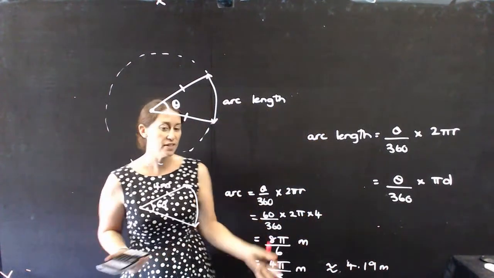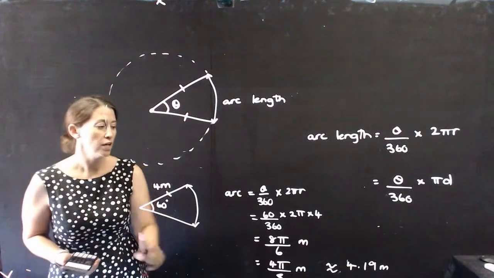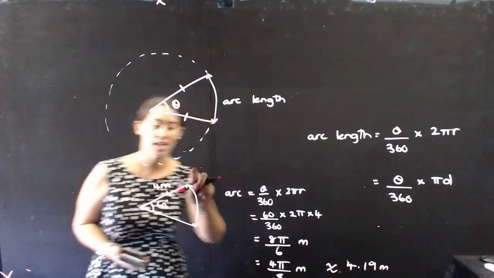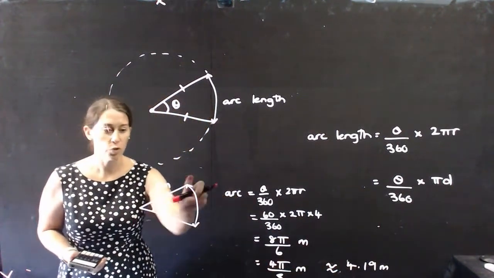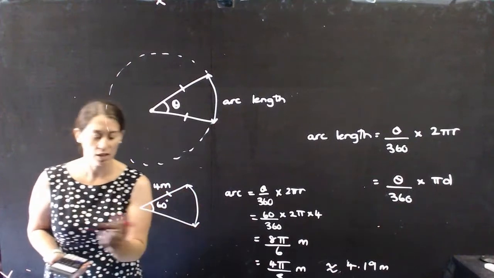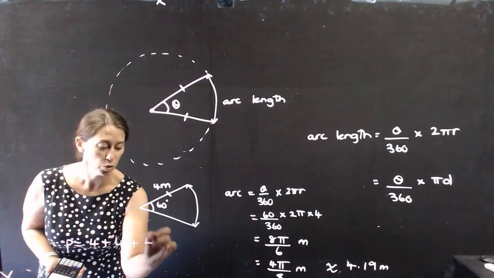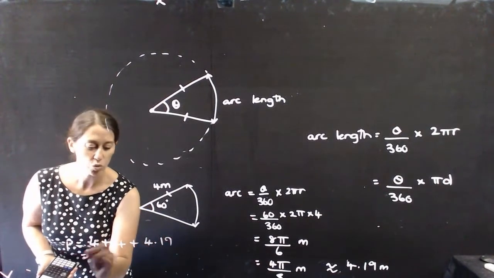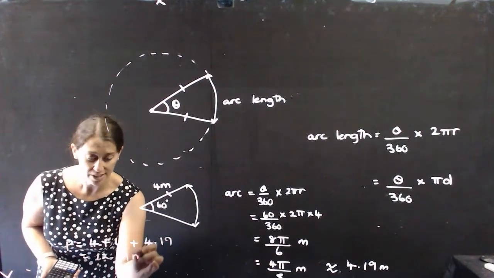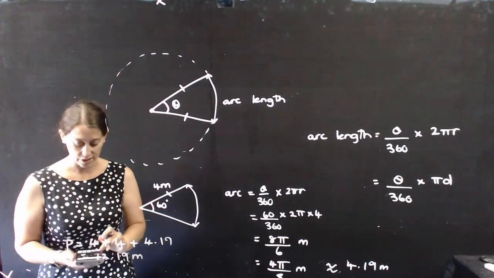All right, so finishing this off for the perimeter of this sector, I now need to take the arc length and add the radii to it. So 4 plus 4 plus the arc length will give me the full perimeter. So 4 plus 4 plus 4.19 gives me 12.19 meters for the perimeter of our sector.